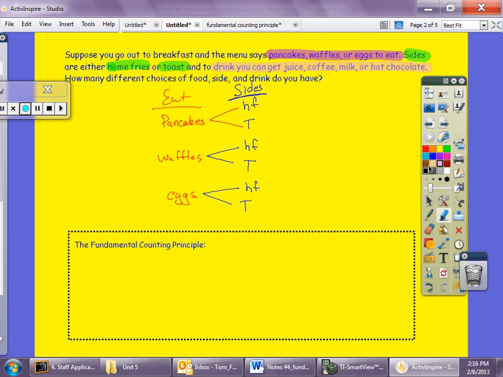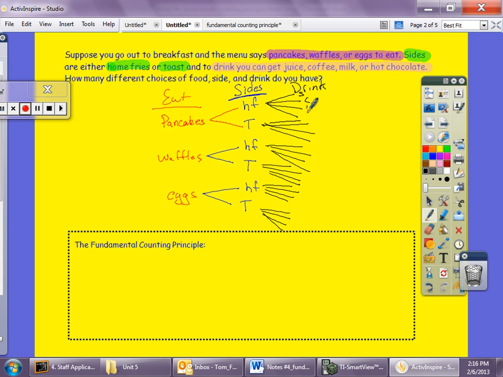Well, then we have our drink. If we look at our drink, I have 1, 2, 3, 4 choices. And here, 1, 2, 3, 4 choices again. Now, I'm running out of room to write all these. So we know that for our drink, we can have juice, coffee, milk, or hot chocolate. Now, that's getting very tedious to do. I can't even read what I'm trying to write anymore. So there has to be a better way.